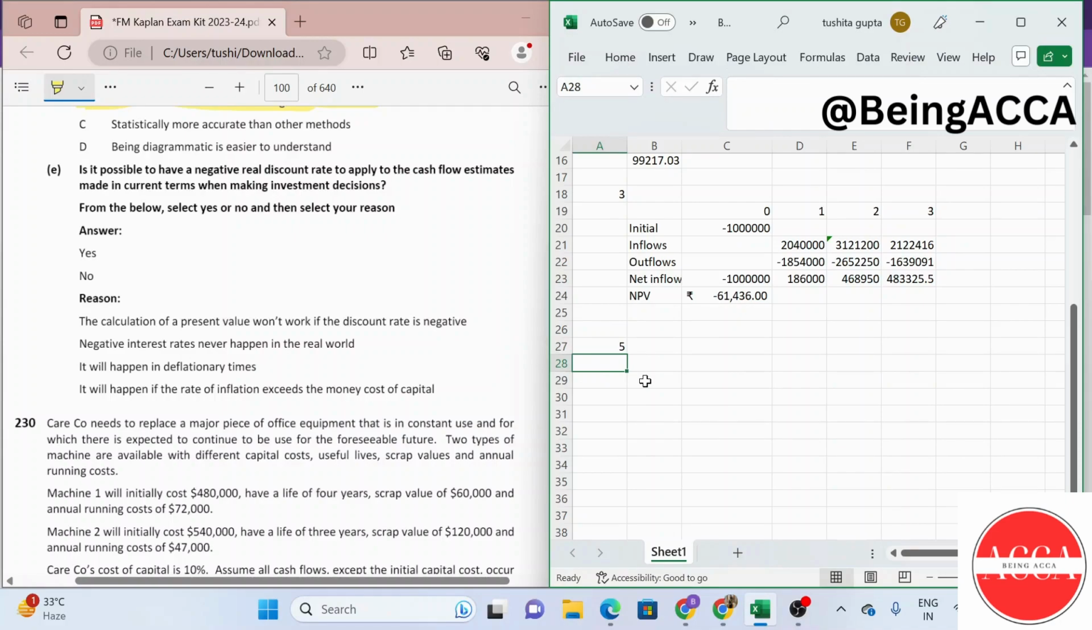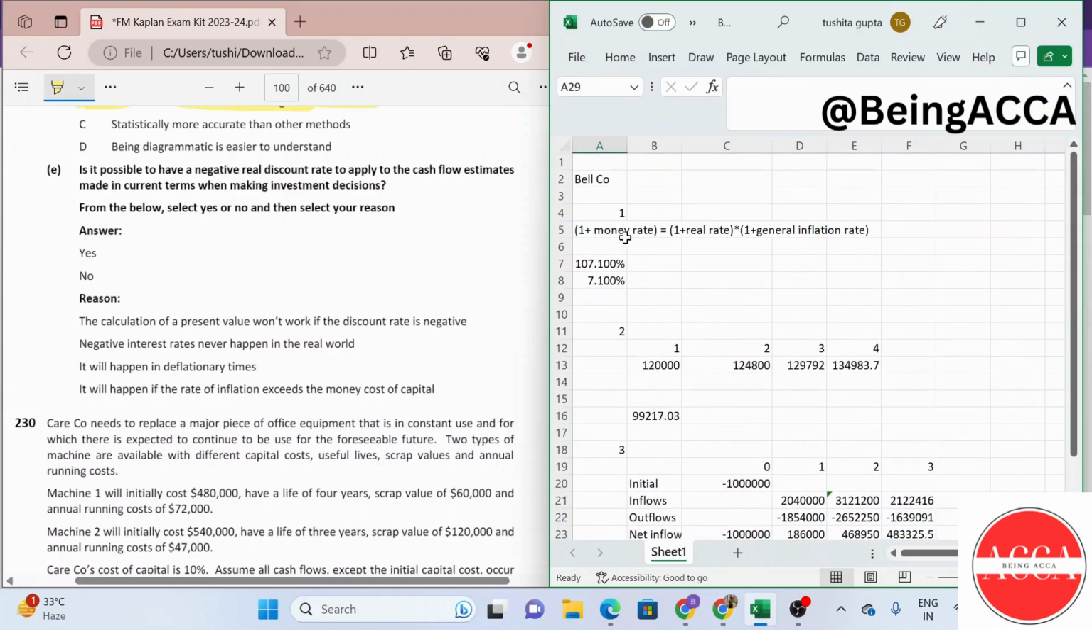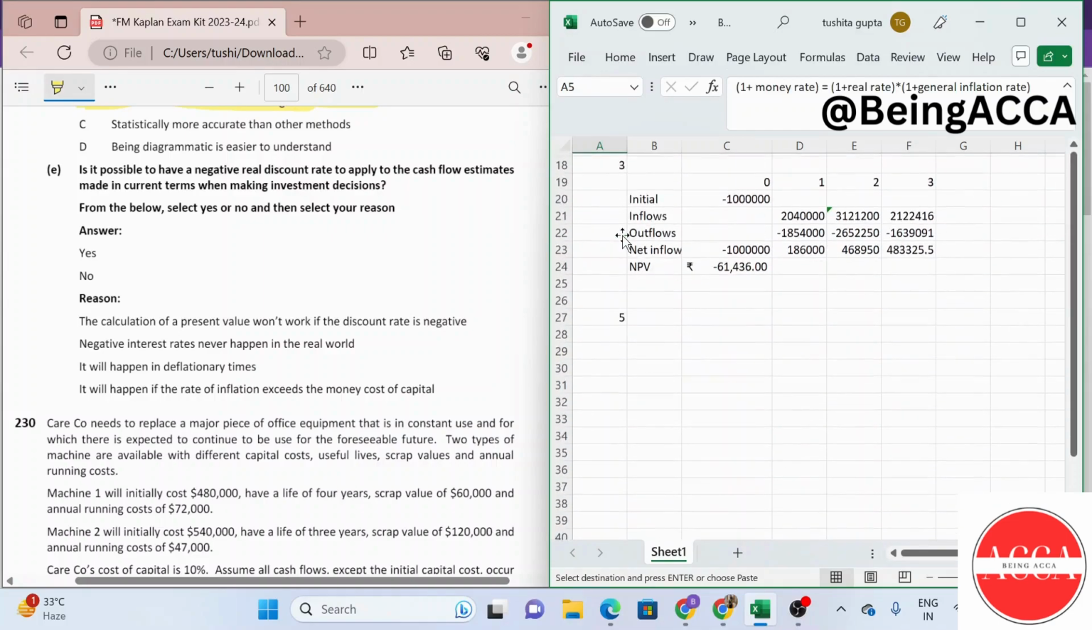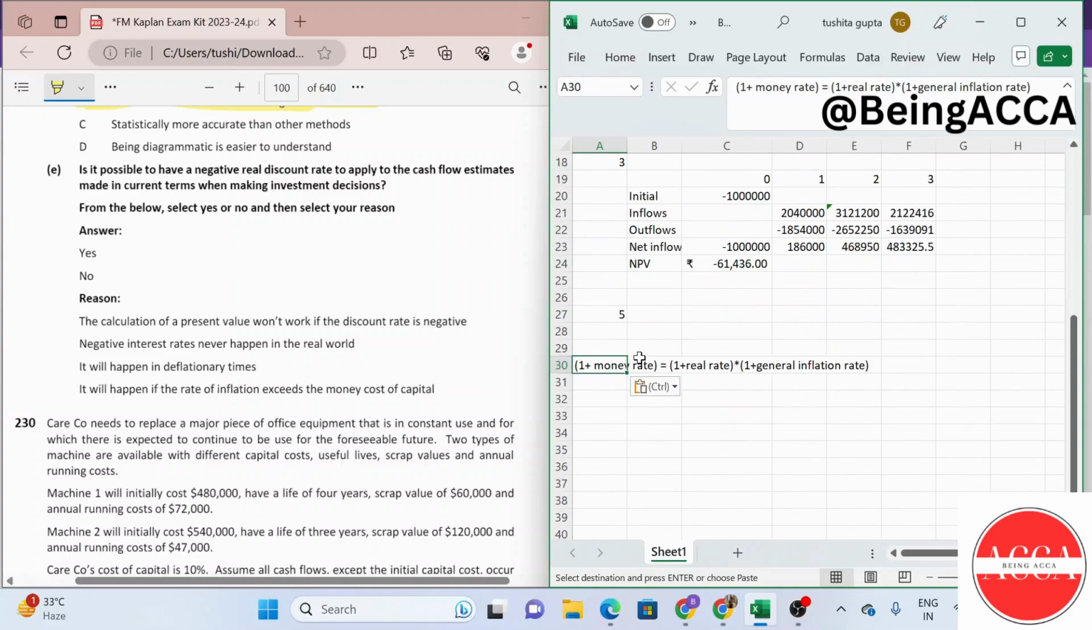So let's see. The formula that we had over here was this. Let me copy this here. So when will we have a negative real rate? Let's take an example. Let's suppose your money rate is 4%. So that means the left hand side of your formula becomes 1.04, right? And then the real rate, let's assume we are taking it to be X. We do not know it right now.